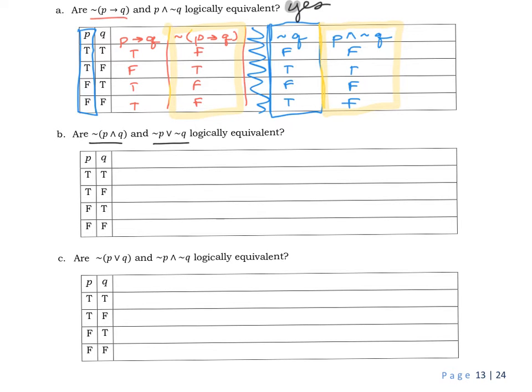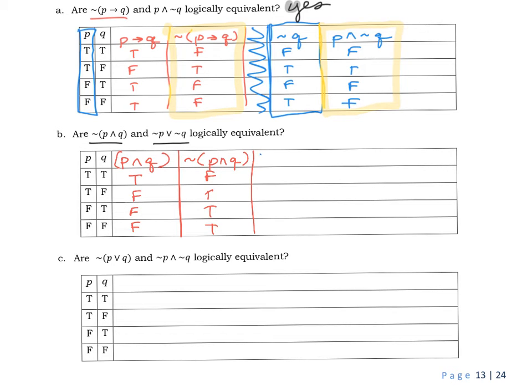Okay? So let's first find the truth value for the conjunction of P and Q. Okay, so the only one that's going to be true is this one right here. Everything else will be false because true, true is the only one that's true in a conjunction. Okay, now we need to find the negation of that. So false, true, true, true.